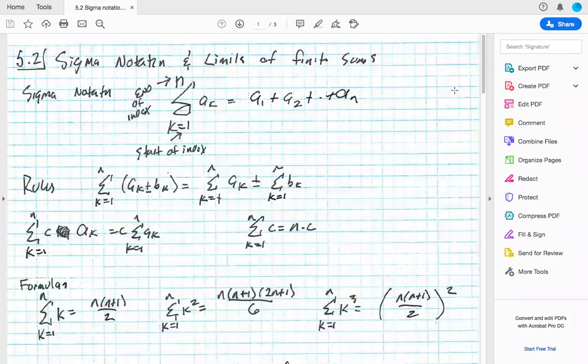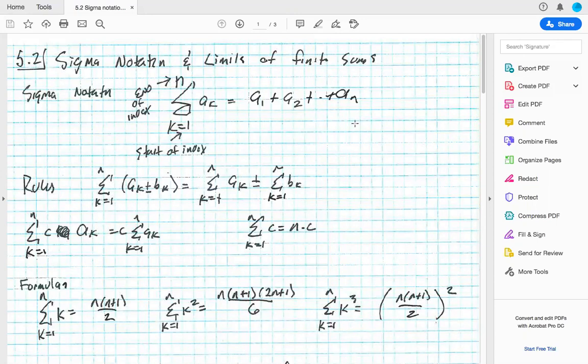Okay, today we're going to talk about 5.2, which is sigma notation and limits of a finite sum. This is going to get us to Friday, which is basically using sigma notation. We're going to take the limit as n goes to infinity of a finite sum, so we get almost an infinite sum of little approximating rectangles underneath the curve to get the true area under the curve.